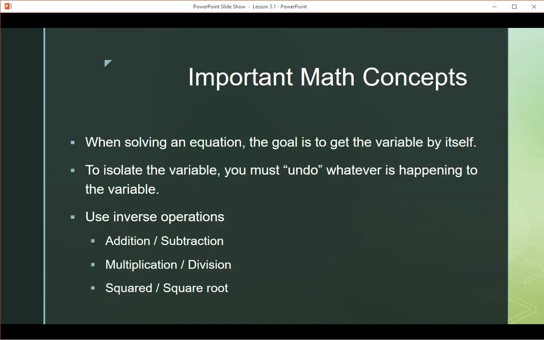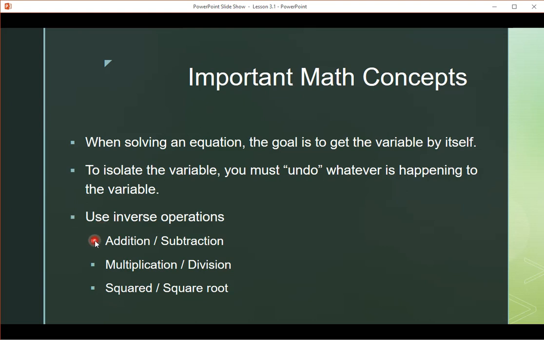So it's important that before we begin, you get a good idea when you're solving an equation, the goal is to get the variable by itself. So you want the variable on one side of the equal sign and everything else on the other side of the equal sign. That's your goal. To isolate that variable, you have to undo whatever math operations are happening to that variable. And the way that we undo them is that we use what we call inverse operations.